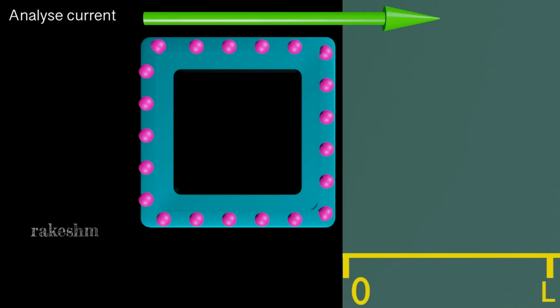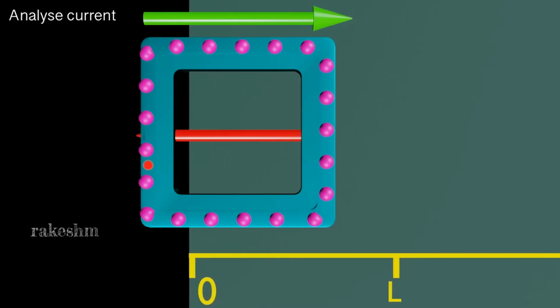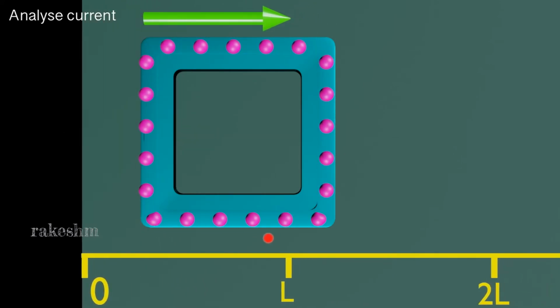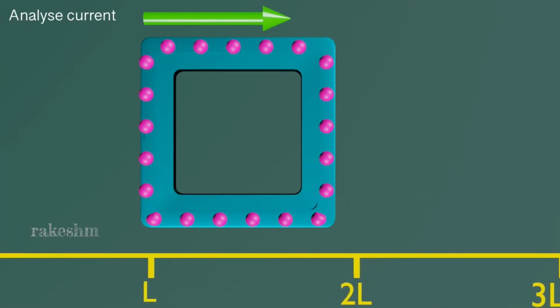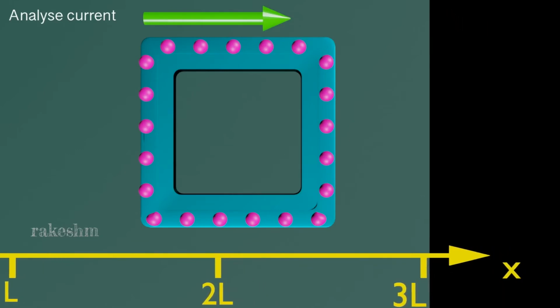So let's have a look. You see the current is in the anti-clockwise sense. Next, as it fully enters the region of magnetic field, the net change in flux is 0. So the current induced is 0.